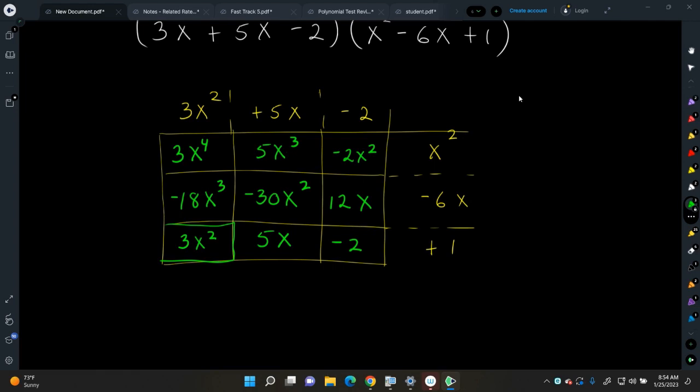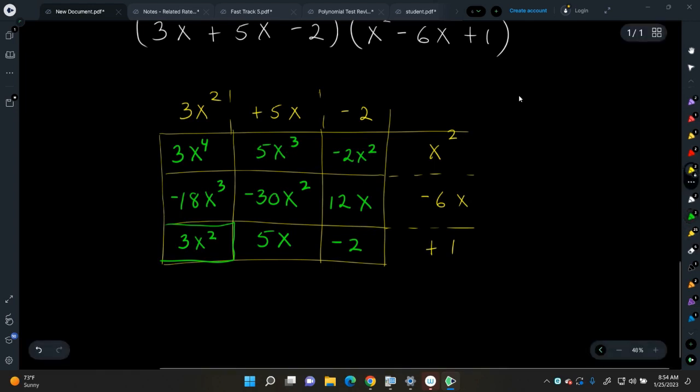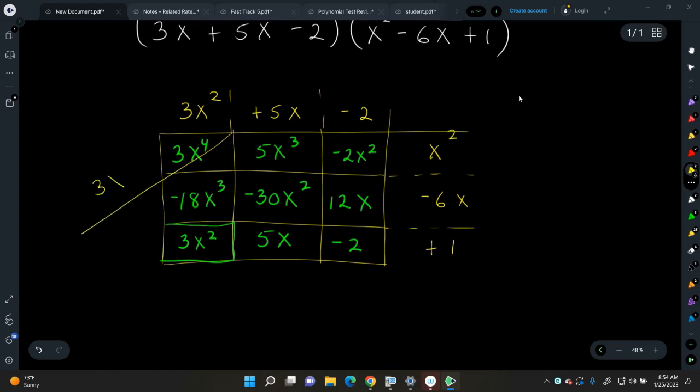So now all we have to do is draw our diagonals. On this diagonal, all we have is a 3x to the 4th. On this diagonal, we have 5x to the 3rd, negative 18x to the 3rd, which gives me negative 13x to the 3rd.